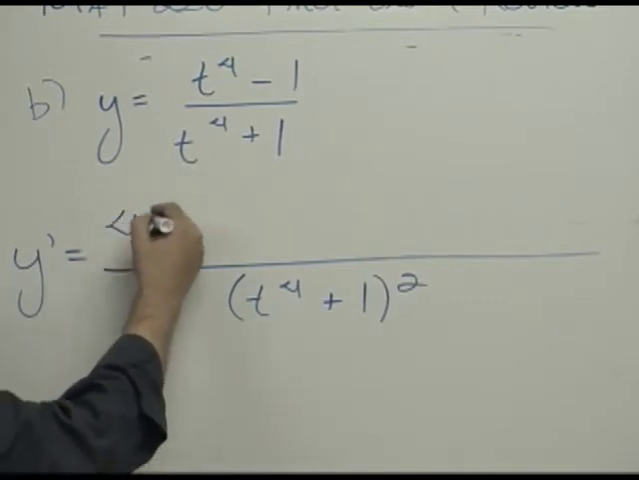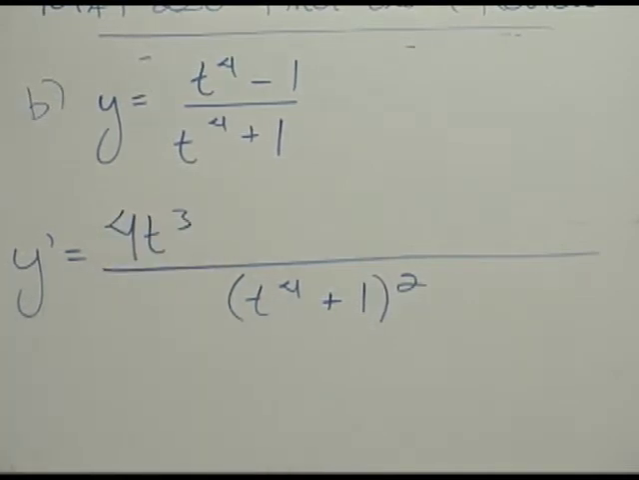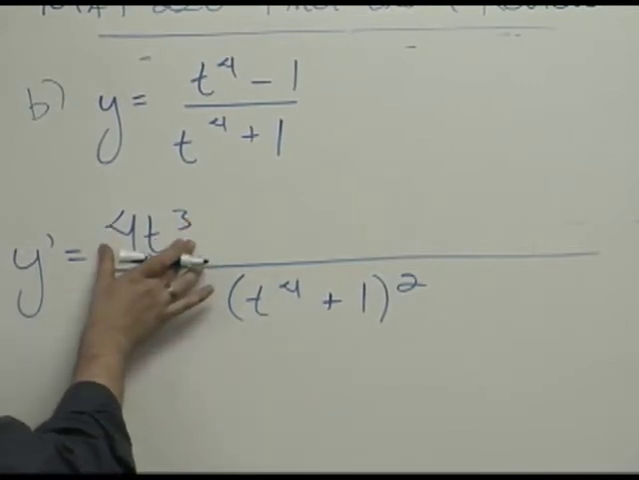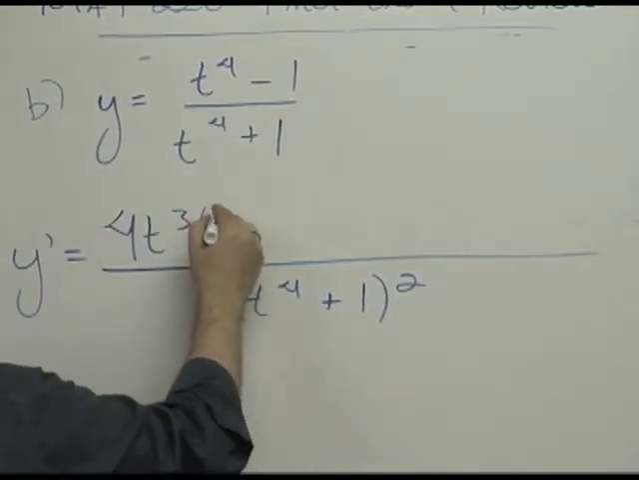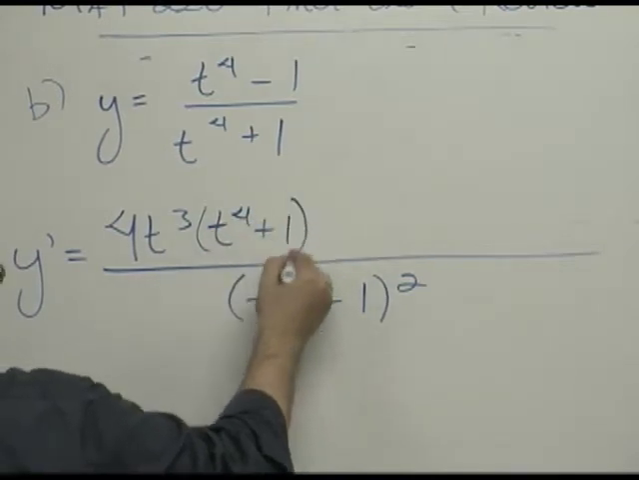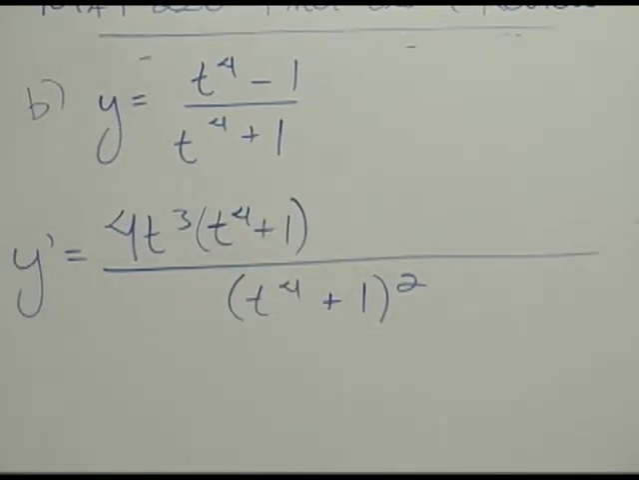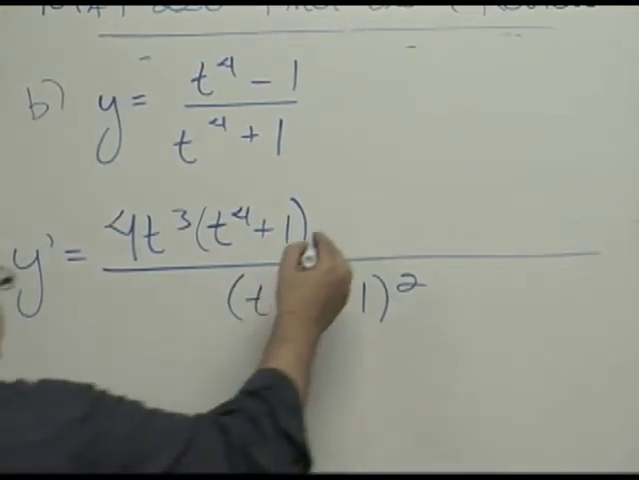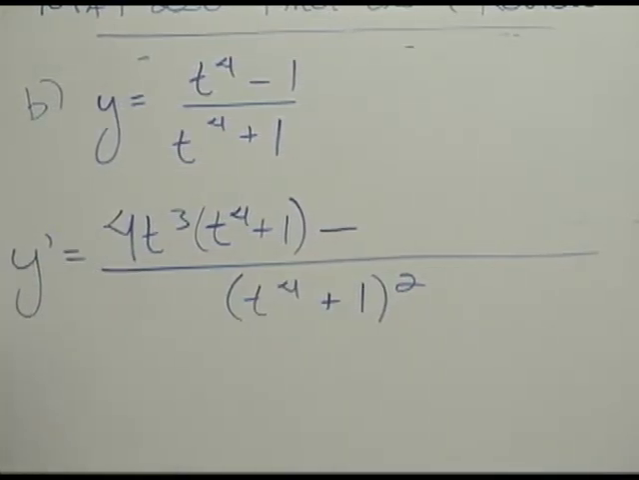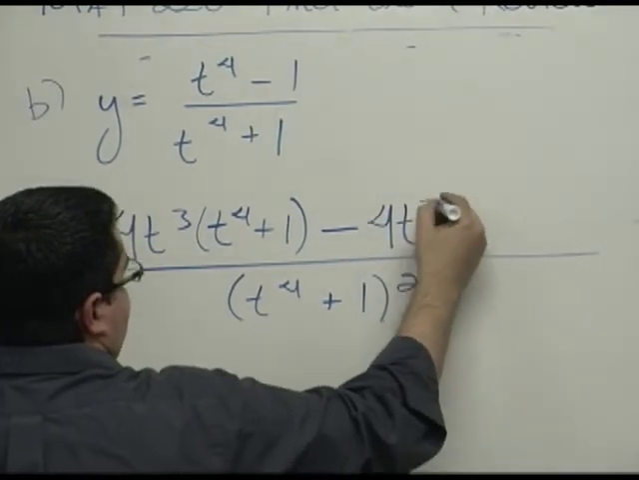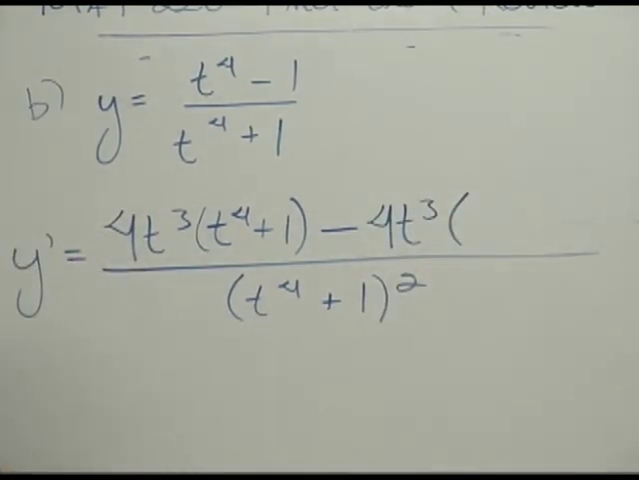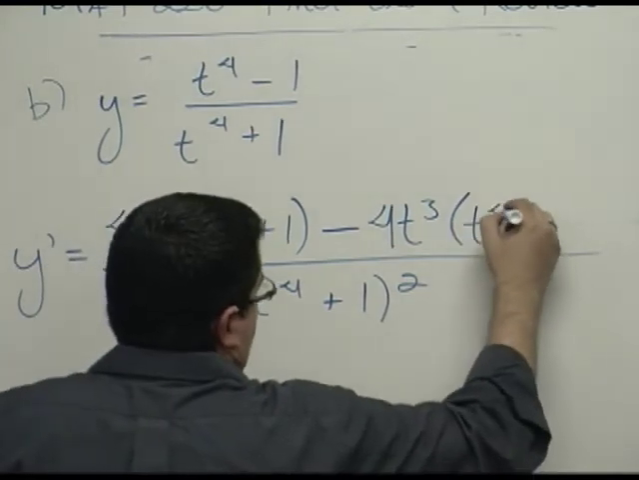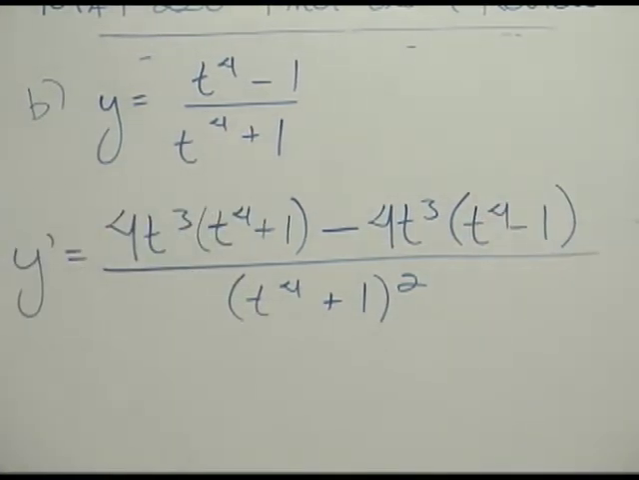So I heard the 4t cubed, so you have to speak a little louder. Exactly. So this is the derivative of the numerator. I'm going to multiply it now by the denominator. All right. What next? Times what? Yep. The numerator, right? Good. All right. Any questions?